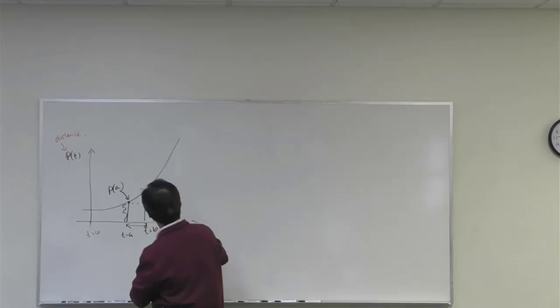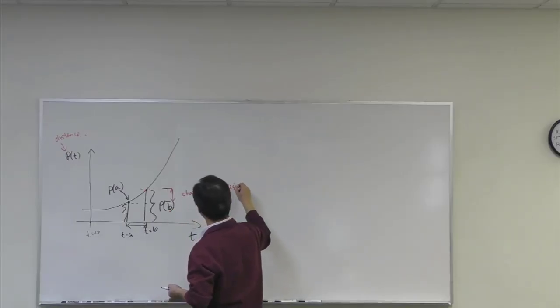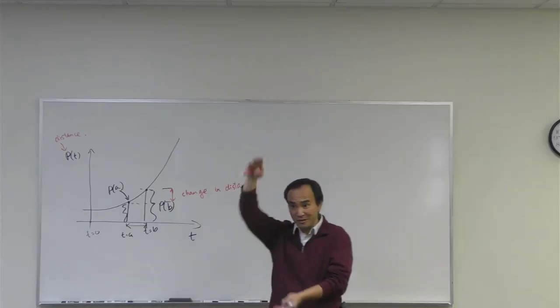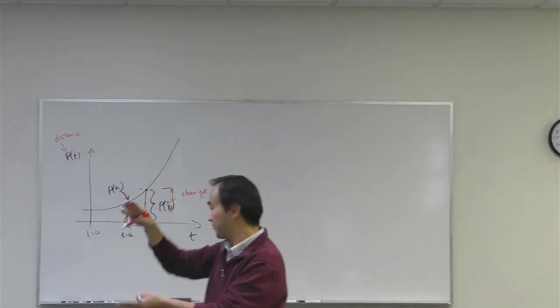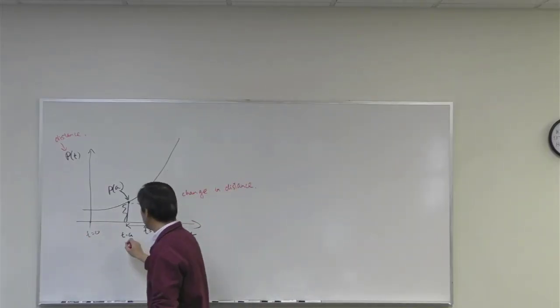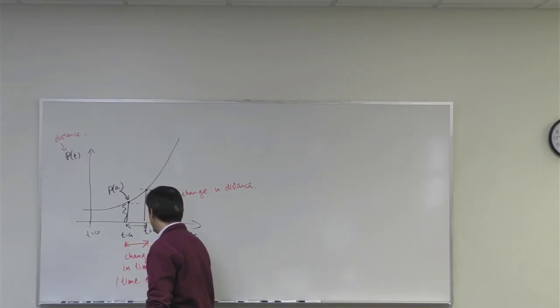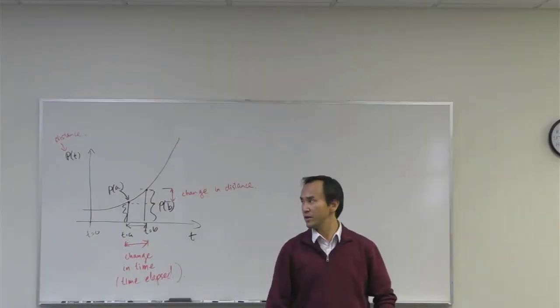I call that the change. Now in this particular setup, it's the change in what? Change in distance. Yes, it's a change of a function value, but we're talking about the change in distance: how much distance you have changed over the time from a to time b. And then there's a total time elapsed right here. Mathematically we call it a change in time, but really it's just the amount of time elapsed.